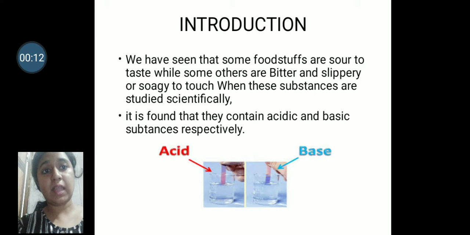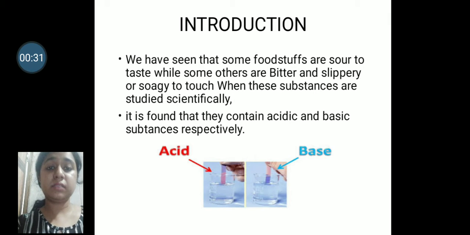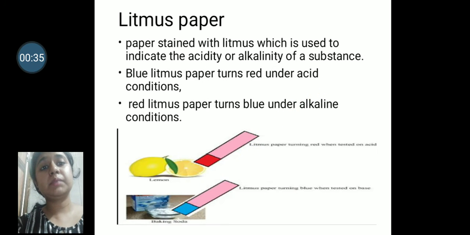We have seen that some foods are sour to taste while others are bitter and some are soapy to touch. When scientific studies were done on these substances, they found that they contain acidic and basic substances. To identify which are acid substances and which are base substances, we use litmus paper. Litmus paper indicates the acidity and the basicity of a substance.